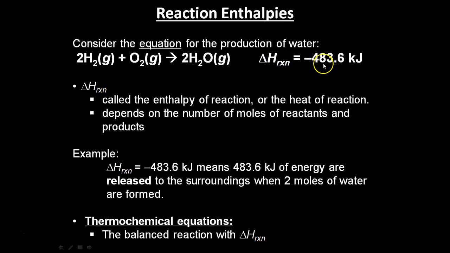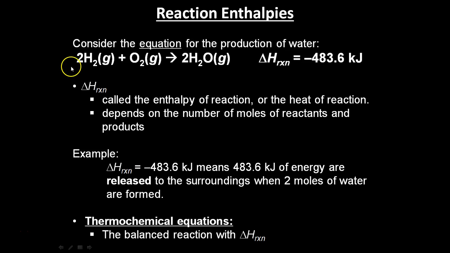If the delta H of reaction is negative, remember that means that the reaction is releasing heat to the surroundings, and so heat is a product. If it's a positive value, it means it's absorbing heat from the surroundings, and that would indicate that the heat is kind of like a reactant. And so when you're thinking about this, consider the heat as either a product or a reactant of the reaction.